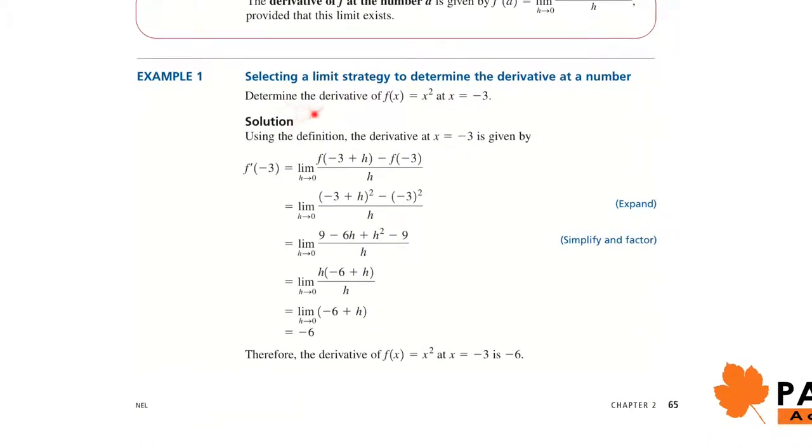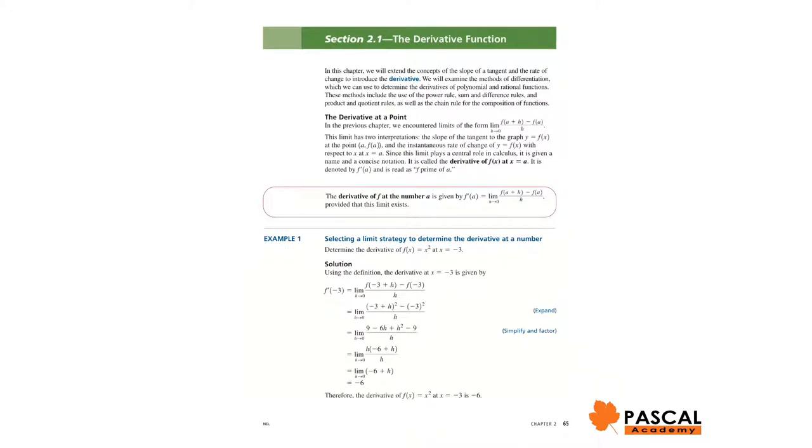First example, determine the derivative of f of x equals x squared at x equals negative 3. f prime of a is the limit of f of negative 3 plus h minus f of negative 3 over h, which is the same as the limit of negative 3 plus h to the power of 2 minus 9 over h as h approaches 0. By algebraic manipulation, we'll see this limit is the limit of negative 6 plus h as h approaches 0, which is negative 6. Therefore, the derivative of f of x equals x squared at x equals negative 3 is negative 6.